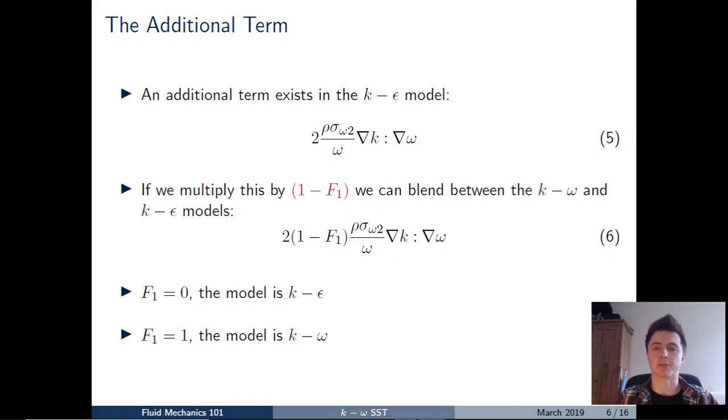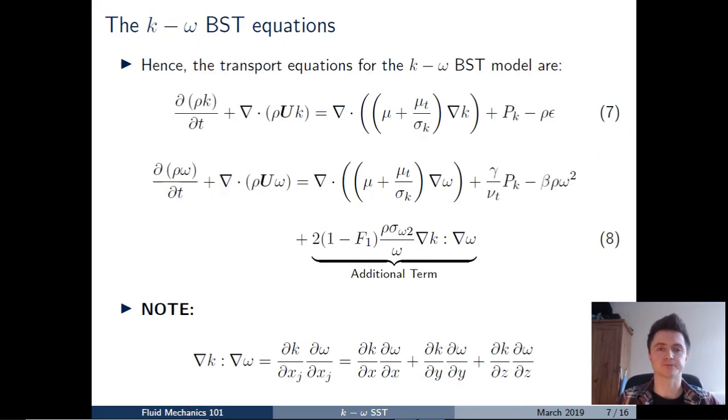So this blending approach is really a practical engineering approach that will allow us to switch between models through this single term F1. We're going to be looking at F1 in a bit more detail in these slides. Just to recap, we've got the two scalar transport equations. We've got equation 7, which is the scalar transport equation for the turbulent kinetic energy, and then equation 8, which is the scalar transport equation for the specific turbulence dissipation rate.